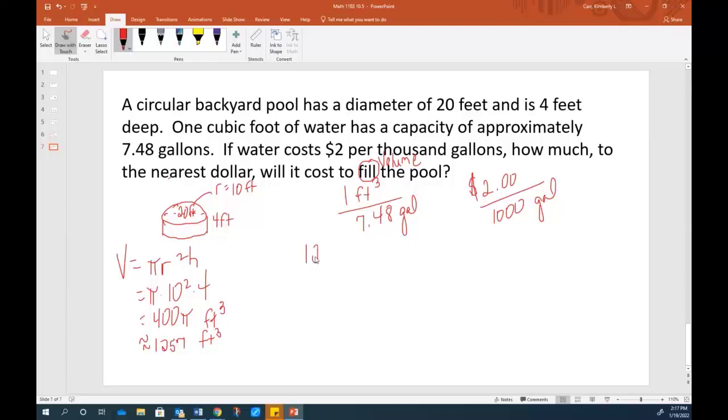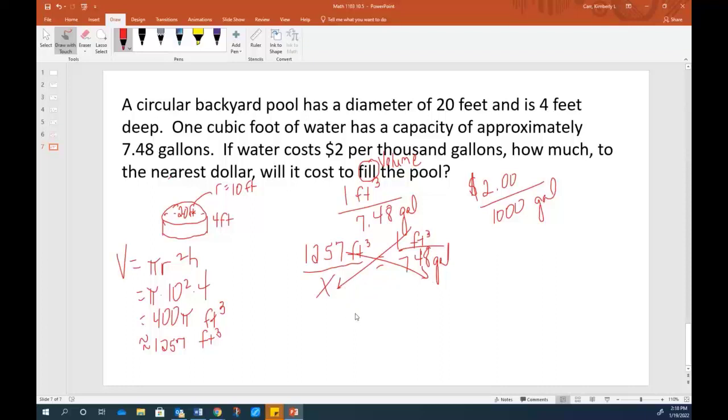If 1,257 feet cubed is what I have, and I know that 1 cubic foot is 7.48 gallons, I'm just going to use a basic ratio here to solve for this. Really, you can solve for ratios by doing cross products.